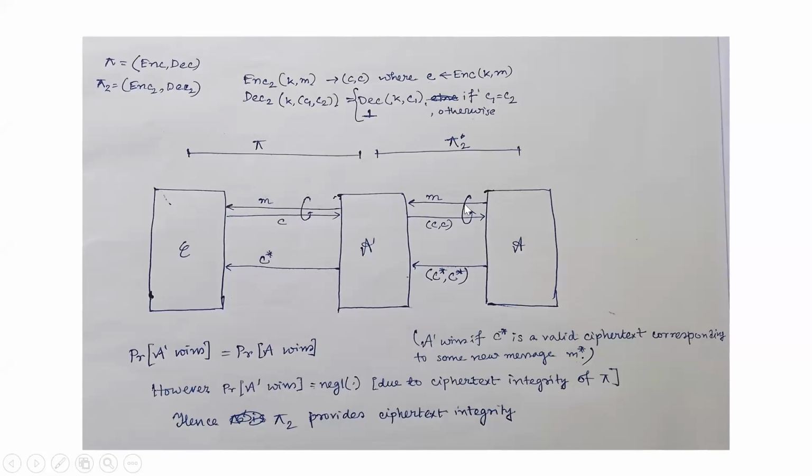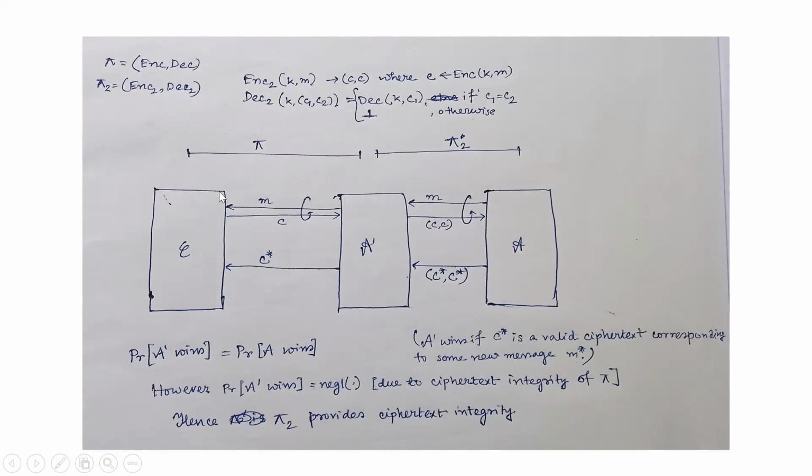Now, if we argue that pi2, the second construction, actually provides ciphertext integrity, then we want to show that if it would not have provided ciphertext integrity, then that would break the ciphertext integrity property of the basic scheme pi as well. Okay, so similarly, we design the game with the left part being the ciphertext integrity game for scheme pi and the right part being the ciphertext integrity game for the scheme pi2. And then there is this adversary A, which queries with some message M.